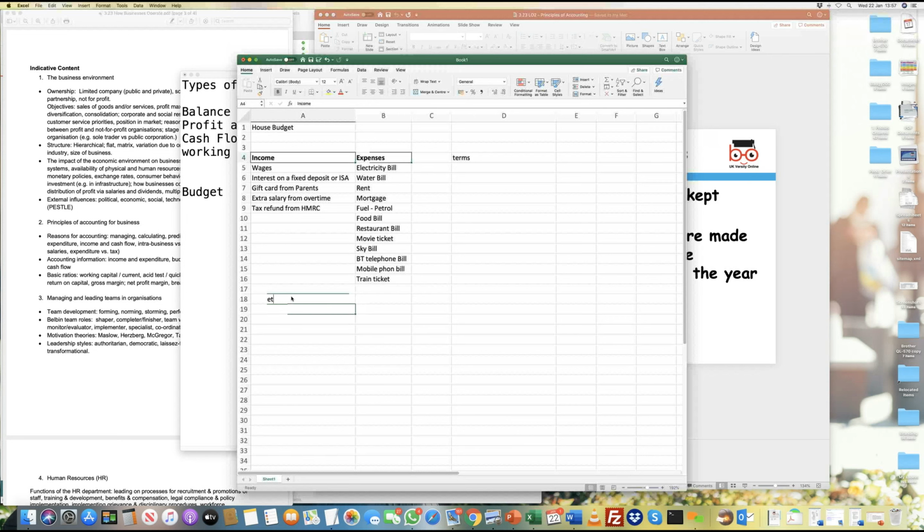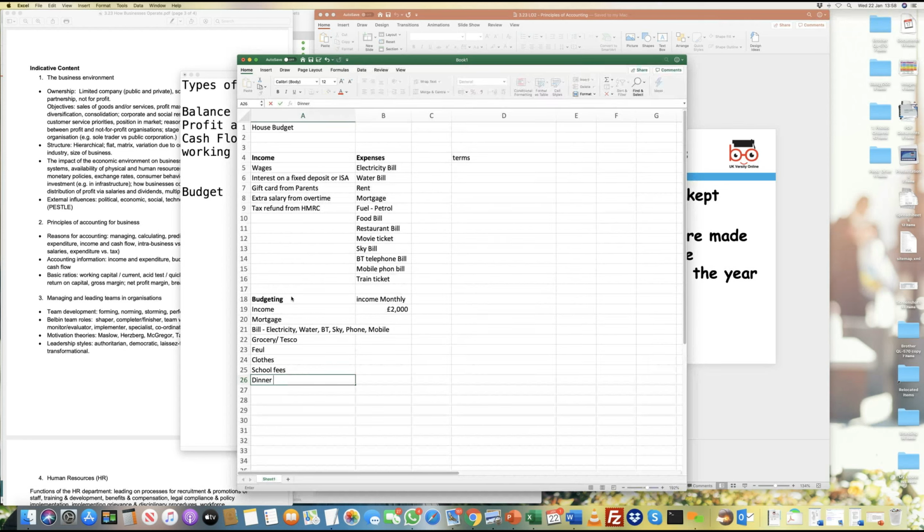You have some shopping that you do for grocery, say you go to Tesco, and you look at fuel, which is primarily either petrol or diesel. You then look at some shopping that you do on clothes. You look at any school fees or anything that you pay, and then at the end of it, say if you take your family out for dinner, you make some budget for movies and dinner once a month.